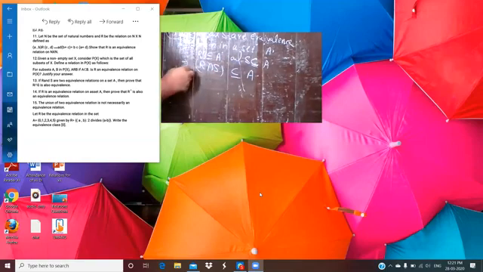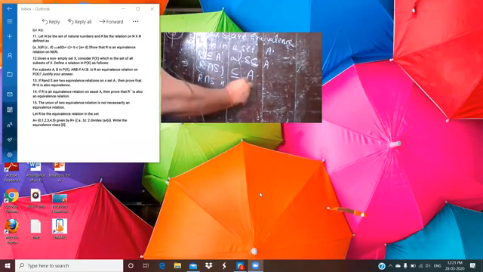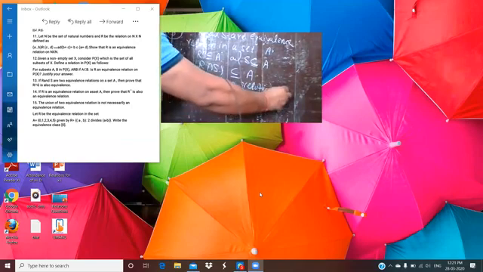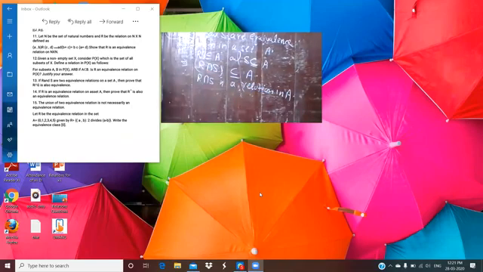So you can say that R intersection S is a relation in A. That is a relation in A. So here you have to prove that R intersection S is also an equivalence relation when R and S are equivalence relations, that is given here. So we have to prove it one by one.